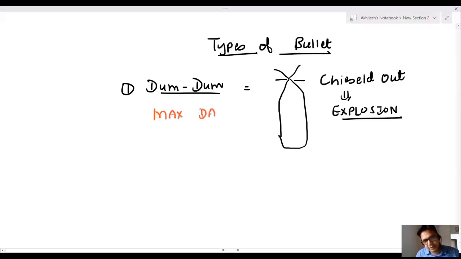And observe, this question also comes in exam. It is maximum damaging bullet. Dum-dum bullet, first bullet.